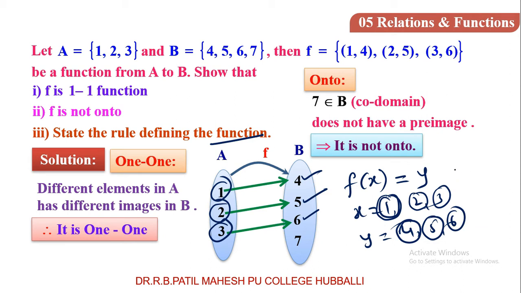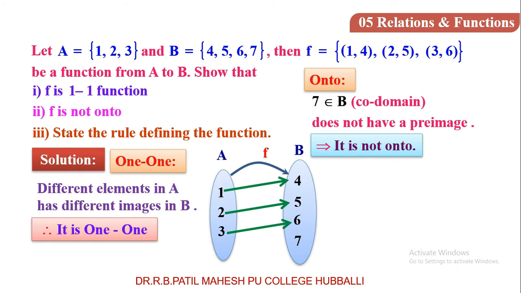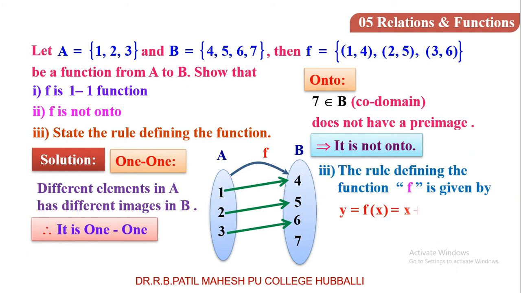It means that f of x is equal to x plus 3. You can observe, taking 1, 4 you will get, taking 2, 5 you will get, taking 3, 6 you will get. Therefore, the rule that we can assign to this is y equal to f of x equal to x plus 3. This is the rule that we can define for this function having the ordered pairs (1, 4), (2, 5), (3, 6). Hope you followed. Let me take the next question.